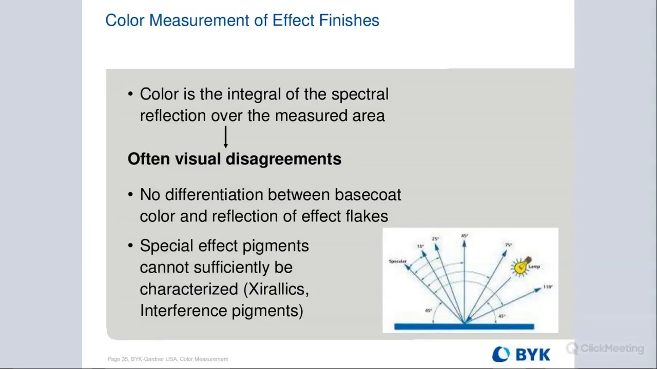So the reason that we developed sparkle and graininess was that sometimes when you are looking at a color harmony on a car or a refrigerator or something, your color actually looks okay, but there's something not correct when you're looking at it. And this is why you needed to have instruments that can measure the effect pigments in the coating also.